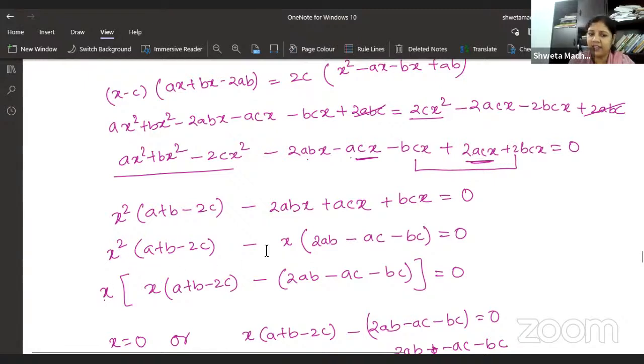And then again take x common from everything because we have to calculate the value of x. So x common, so along with this, x into a plus b minus 2c minus, again this will remain in the bracket. So this x equated to 0, one factor is x, so x is equal to 0. Or the second factor equated to 0.